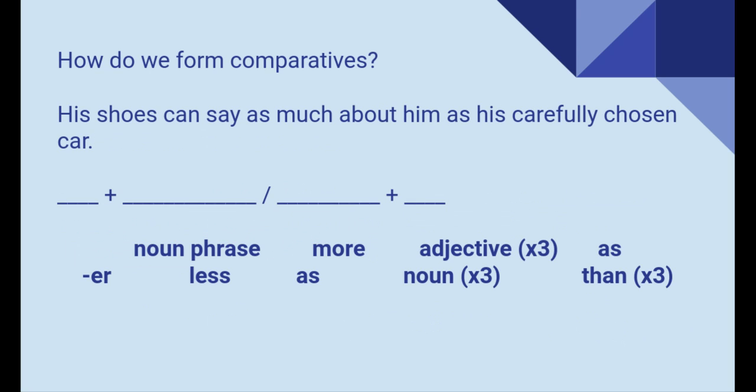Please come up with the form of this sentence. His shoes can say as much about him as his carefully chosen car. Please pause the video. Great. So, we're going to use as when we have a noun phrase or an adjective as. This is where we're going to be using when we want to say that they are the same. There is no difference between them. If there is a difference, you can say not as, a noun phrase, or an adjective as.